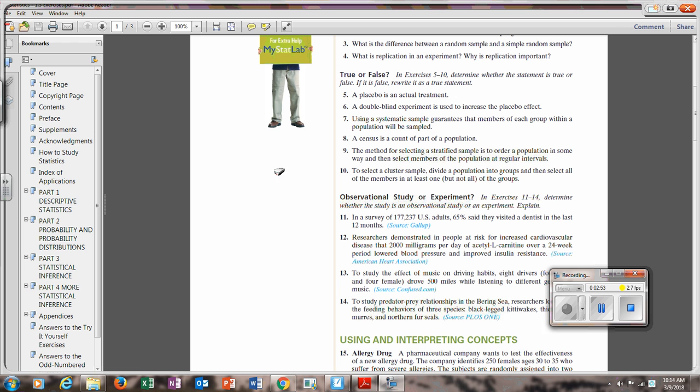Okay, on to number 5. Placebo is an actual treatment. Number 5 is false. That would be a fake treatment.